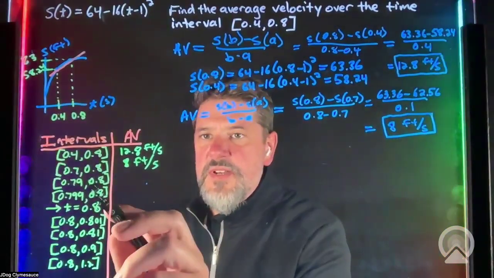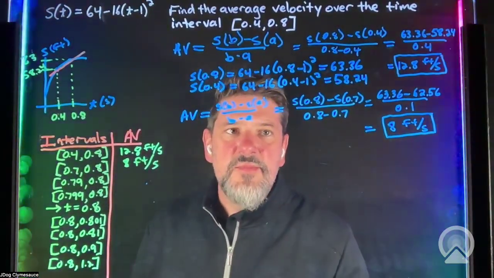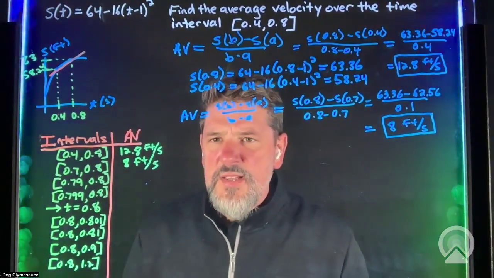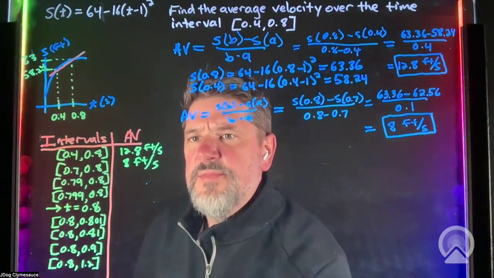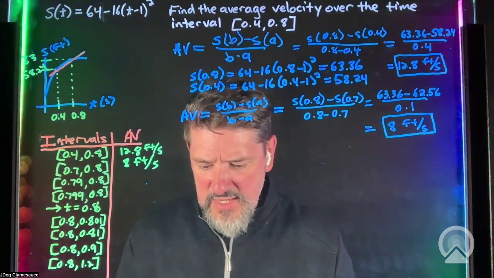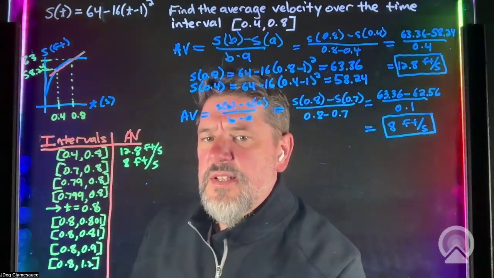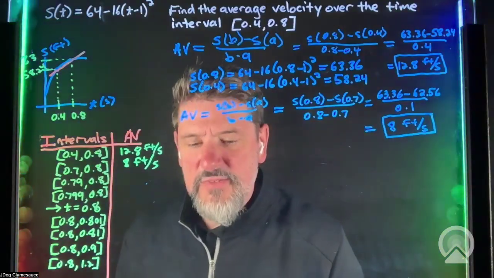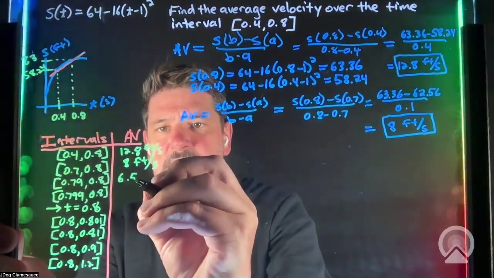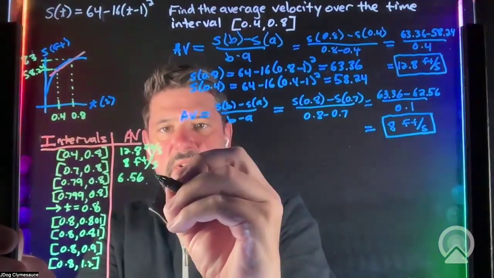Okay, and notice the next one here, and then we can keep going, do the same process. The next one is 0.79 to 0.8. And so we would expect, again, for it to get flatter, so the number to get closer to 0. And so that number is going to come out to be 6.56, following that same methodology there.